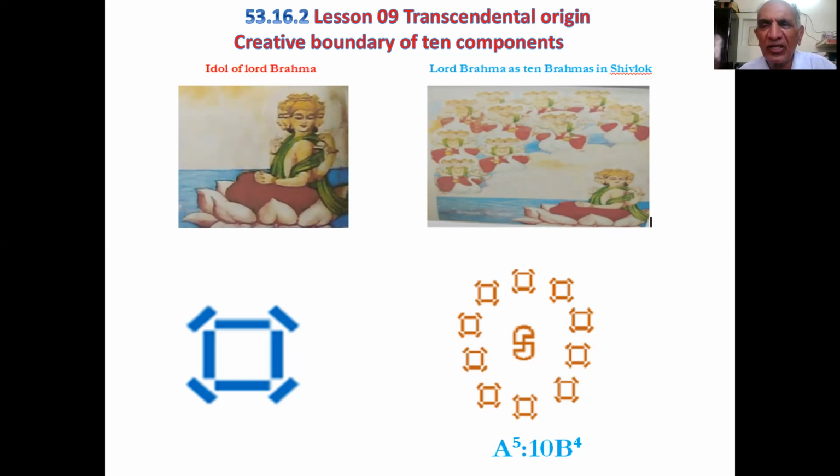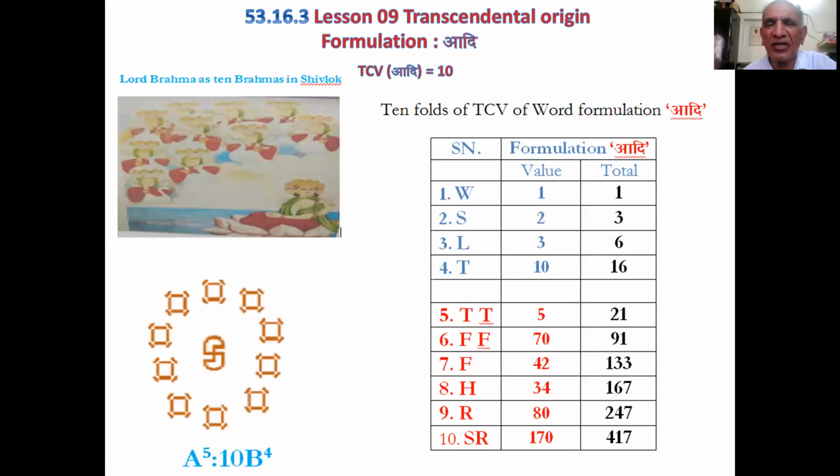Initiation point, Adi, the initial point. The formulation Adi is of simple natural meaning as the beginning, as the starting point. Therefore, for having comprehension of this system, we have to begin from the very beginning, and it would mean that we have to begin with the formulation Adi. The formulation Adi is of TC value 10.